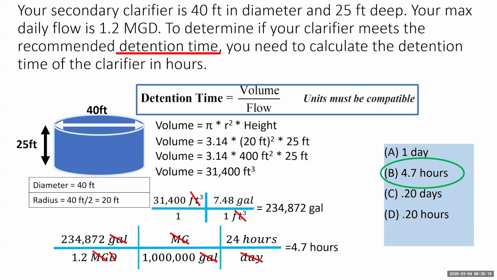So it says that we needed to calculate the detention time. Why? Because we wanted to determine if our clarifier meets the recommended detention time. So the recommended detention time is greater than 2 to 3 hours. Did we succeed? Is our clarifier sized appropriately? Well, at this flow rate, the answer is yes. We're doing all right with detention time. So that's a practical application, but could also be very likely be on a test, right?